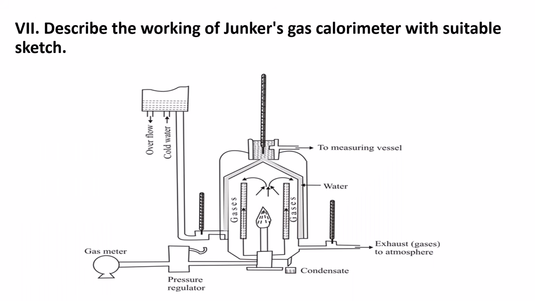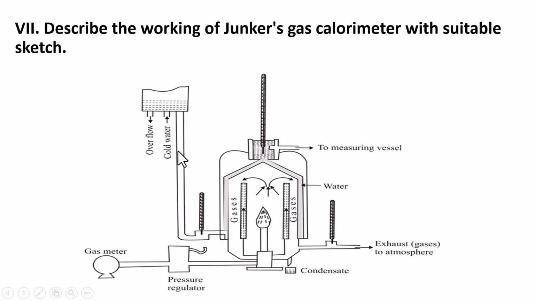Next question. Describe the working of Jenger's gas calorimeter with a suitable sketch. Jenger's gas calorimeter is used to find out the calorific value of gaseous fuel. Here it consists of a gas meter to measure the metered quantity of gaseous fuel which is supplied to the chamber. There is a pressure regulator. Also, there is a water supplying unit.